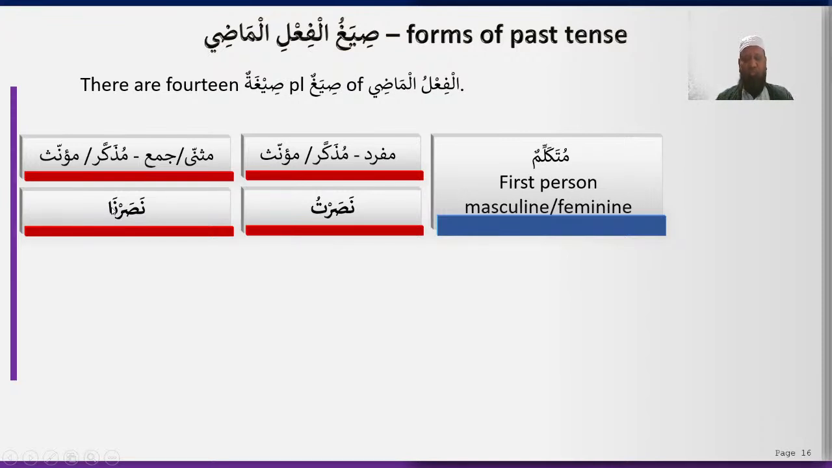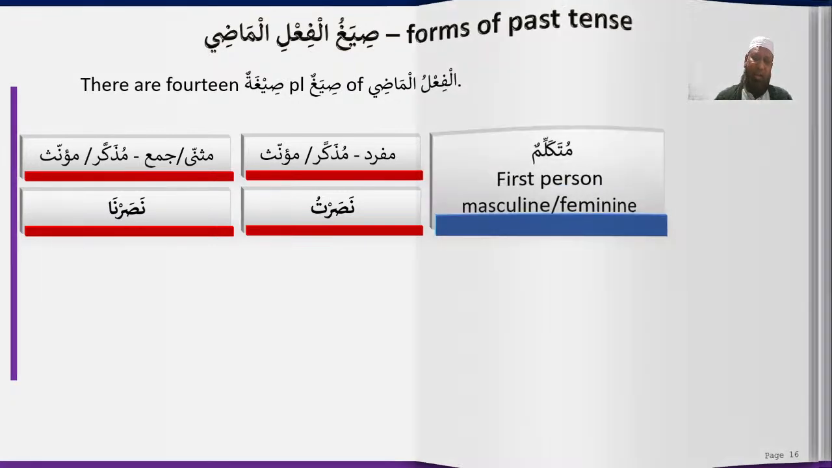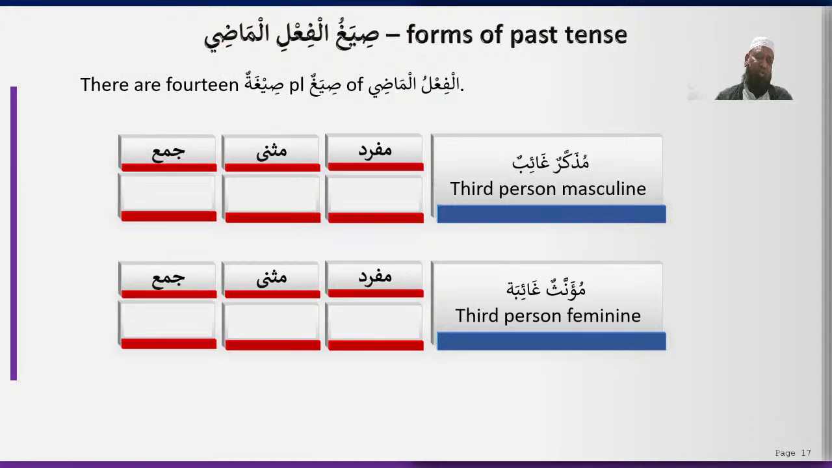So these are the 14 forms. First two forms is nasara, nasarat, mudhakkar and muannas. Nasara, nasara. So when we have just the first sigha, from there we make all 14. So let's take another verb and let's make all 14 forms. So mudhakkar ghaib. First we need to have the first sigha. Which one?